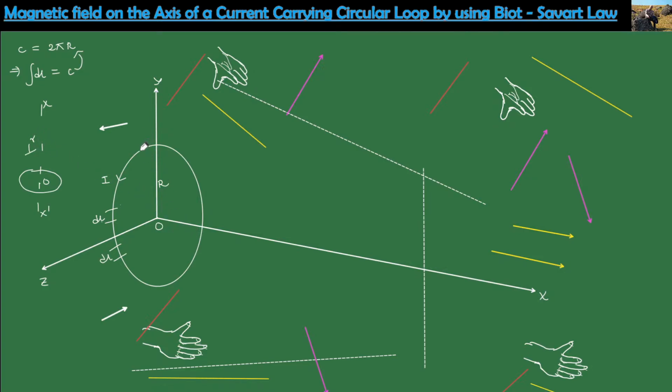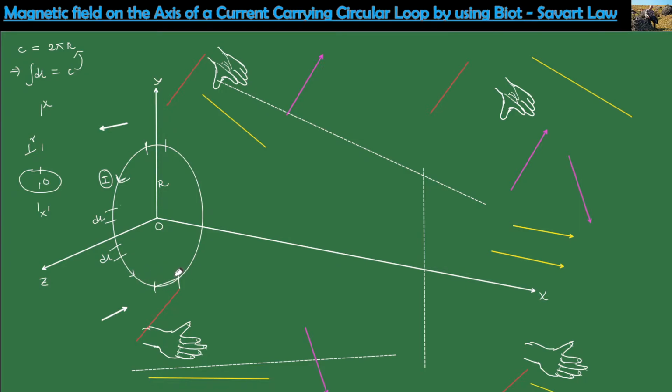From here we will consider two current elements, one from the upper portion and one from the lower portion, one from the top and one from below. These are our current elements. This is the taken direction of the flow of current, so the current I will be moving in this direction.